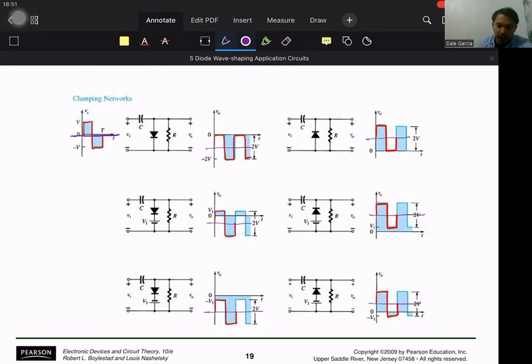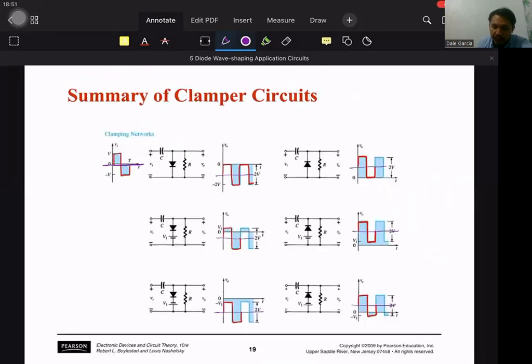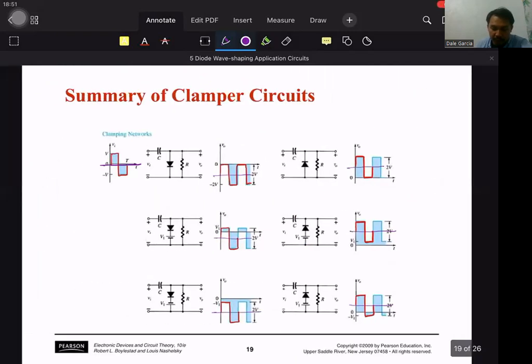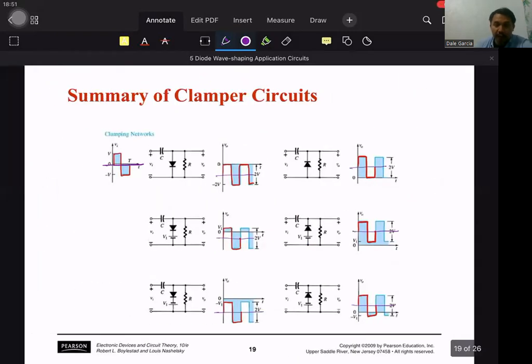Okay, so we'll end here. Zener diodes will be discussed next meeting. But with regard to rectifiers, clippers, and clampers, any questions?